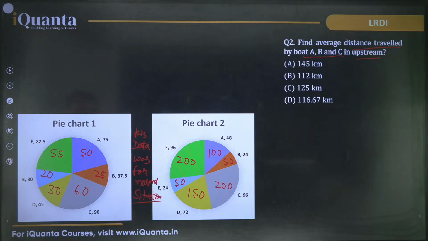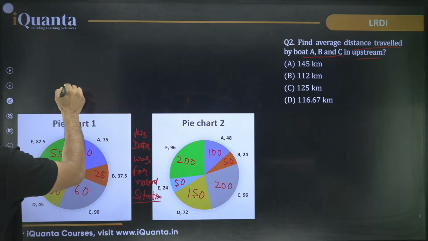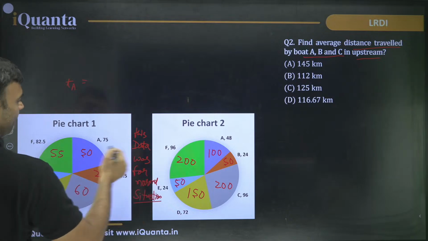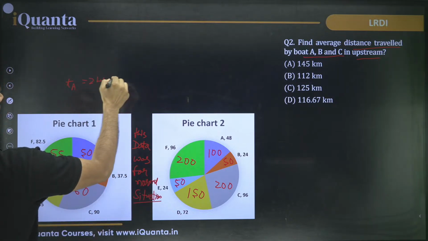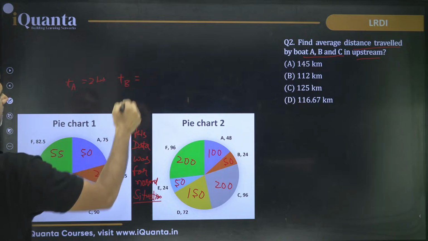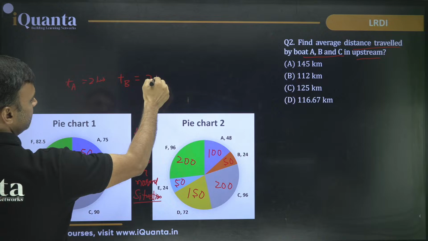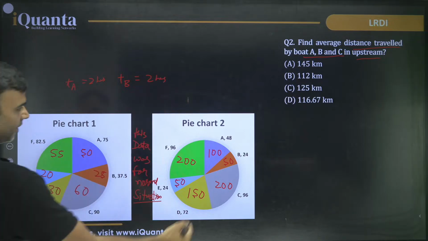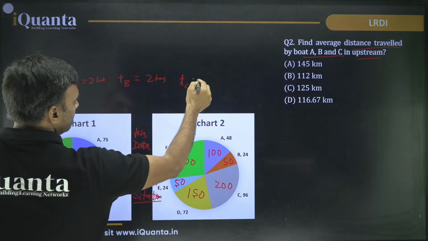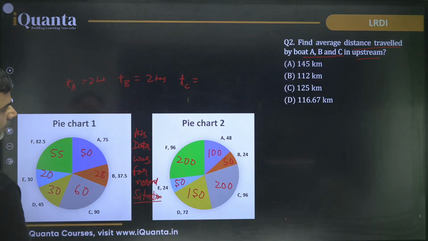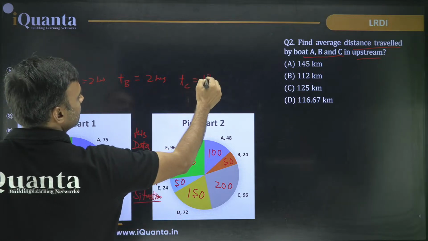Okay, so what are the times that they have? Time of A would be 100 by 50, 2 hours. Time of B, that would be 50 divided by 25, 2 hours. Time of C, that would be 200 divided by 60, that is 10 by 3 hours.